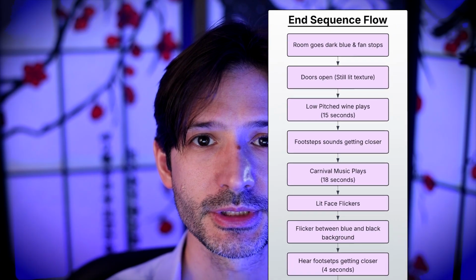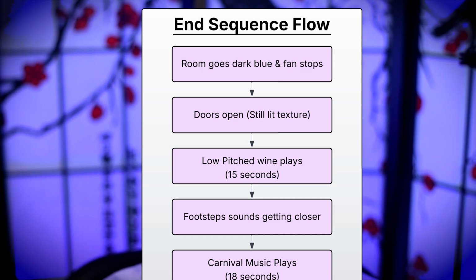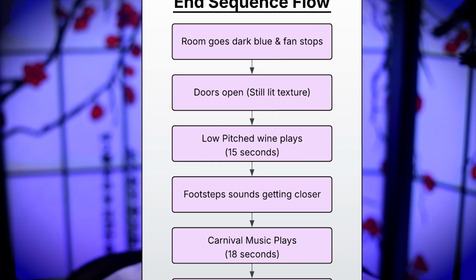Now let's discuss the end sequence flow. I always find it's easy to map this out so I know exactly what I'm programming, especially in complicated scenes. We're going to start with the room going very dark, but not completely pitch black. Instead, we're going to add like a slight blue tint to the scene. The doors are then going to open, which we haven't implemented yet. There's going to be a low-pitched whine that plays for roughly 15 seconds, and that represents the power going out and maybe this power system shutting down.